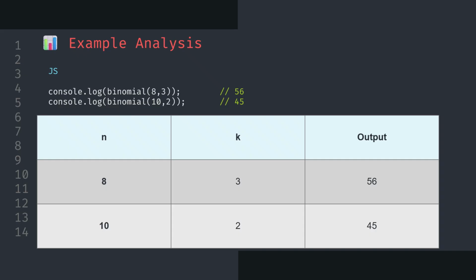Here are a couple of quick examples. For 8 and 3, the result is 56 using our formula and loops. For 10 and 2, we get 45, which matches the known binomial expansion. This shows our function is working correctly.